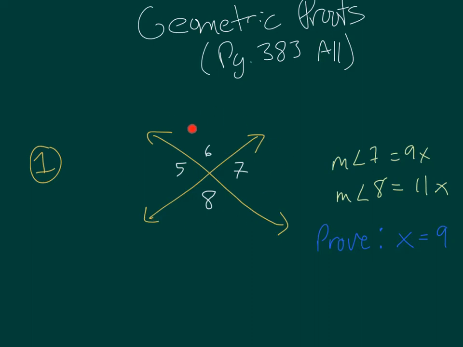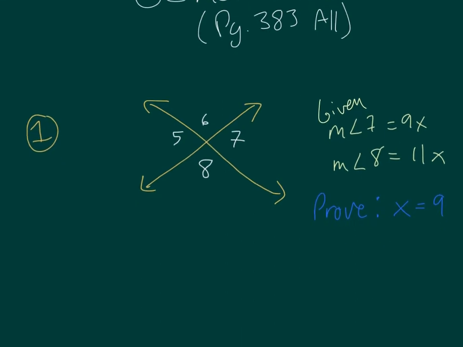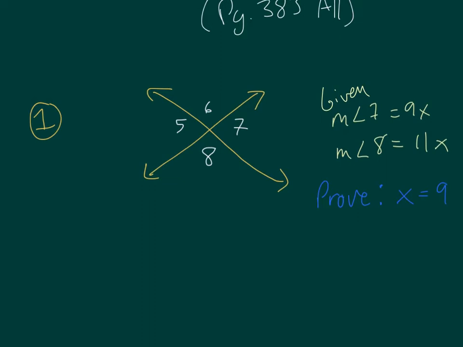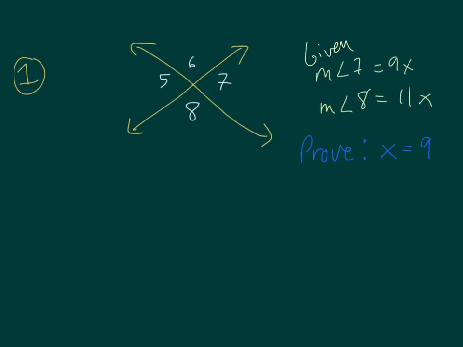We're given this picture right here, and then we are also told this information. This is our given in this kind of yellowish color. And then we are asked to prove that x equals 9. So they started out for us given two intersecting lines with the measure of angle 7 equal to 9x and the measure of 8 equal to 11x. So I already have that written down here. Prove that x equals 9. So let's go ahead and start with that paragraph proof.